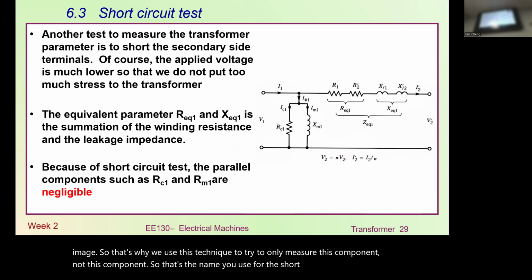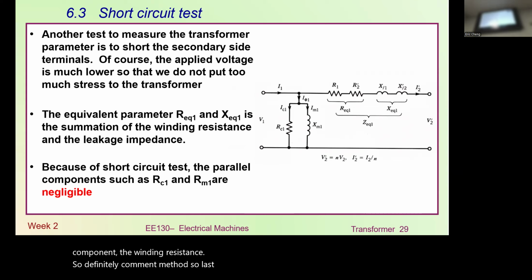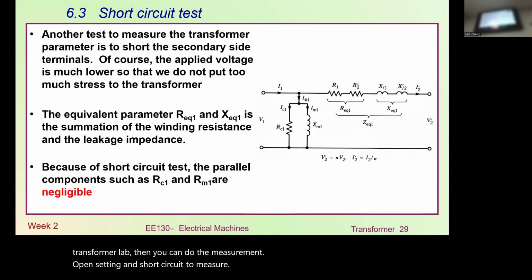The short circuit test is a really famous test for all the transformer people who measure the leakage component, the winding resistance. So that's a really common method. So last week or this week, when you go to the transformer lab, you can do the open circuit and short circuit measurements to measure the magnetizing component and also the leakage component.